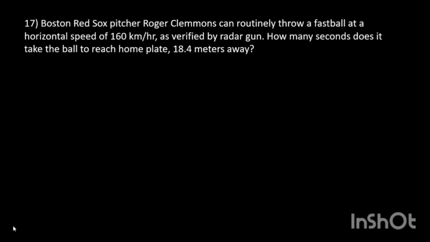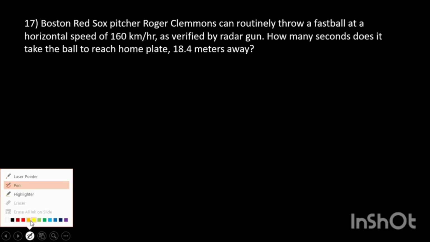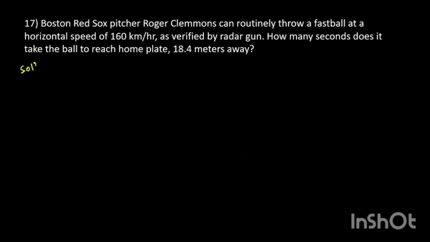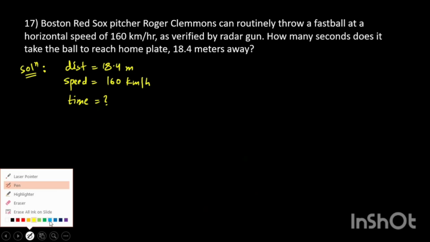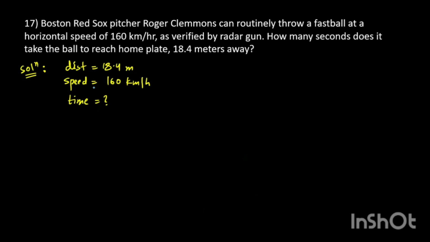This is very simple. How are we supposed to solve it? Tell me. We have distance, which is 18.4 meters. We have speed, which is 160 kilometers per hour, and we need to find the time. What's important here is to convert the speed. Without converting speed, we cannot find the time. Why? Because speed is given in kilometers per hour and we have to convert it into meters per second.